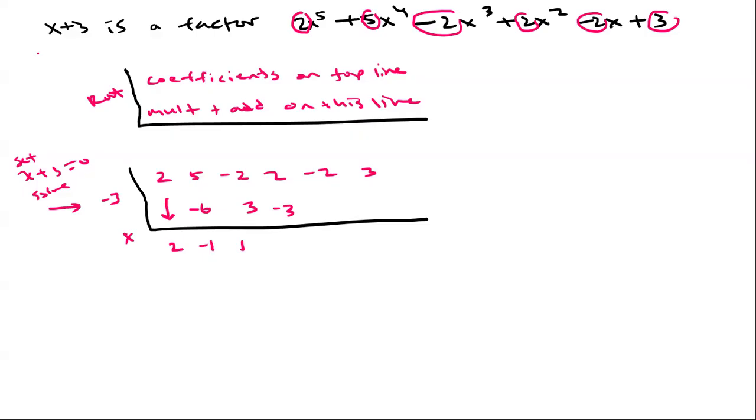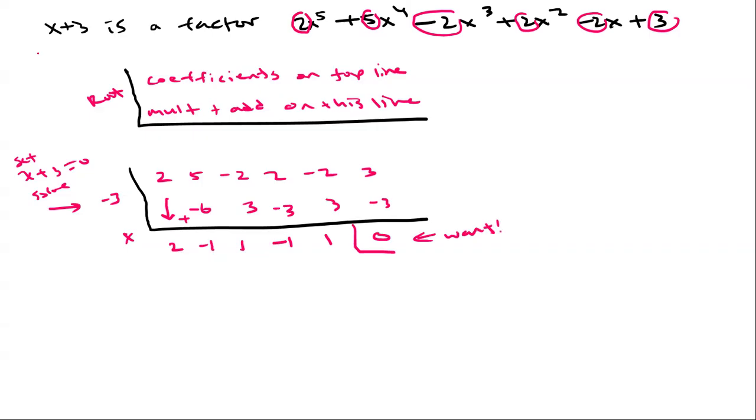We add it again. So again, we're adding on this row. So 2 plus -3 is -1. Then we multiply again. -3 times -1 is a +3. We add -2 plus 3, which is a +1. Then we multiply again. -3 times 1 will give us a -3. And then we add these. 3 plus -3 will give us a 0. And this is what we want.